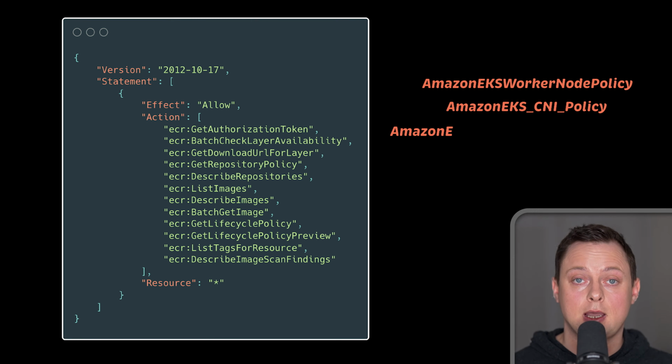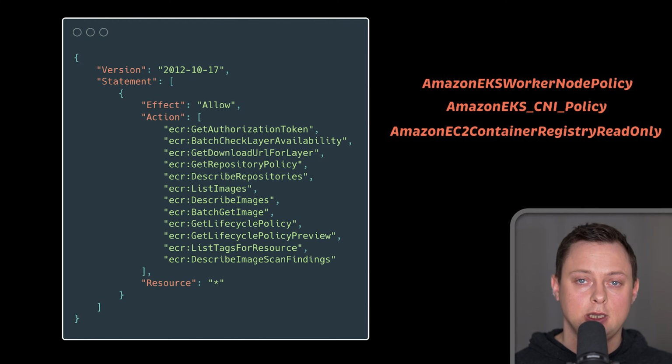And lastly, the Amazon EC2 Container Registry read-only IAM policy is used to grant EKS permissions to pull Docker images from the AWS managed container service called ECR. That's all the permissions for now.